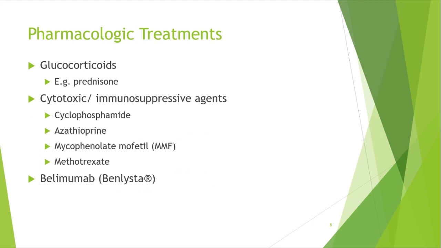Glucocorticoids such as prednisone, basically you are trying to suppress some of the inflammatory processes. Now with this dysregulation of T cells and B cells, one way to stop it is to kill them off. We could use cytotoxic agents, and also immunosuppressive agents to suppress their activation. We also have a particular biologic that is specifically for SLE. This one is specific for SLE.